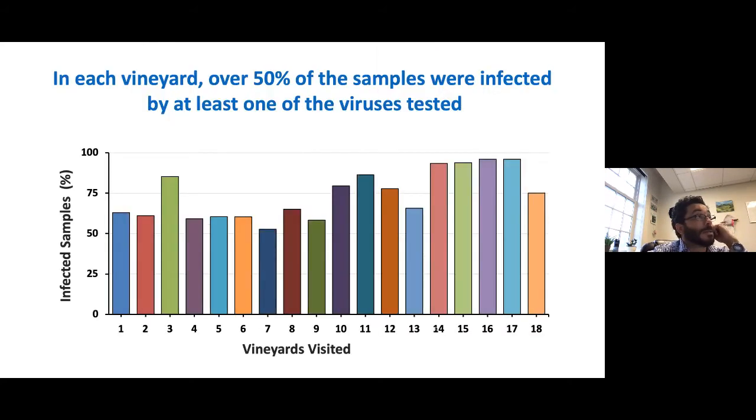And we came to this, which is a little alarming. In each vineyard, over 50% of the samples were infected by at least one of the viruses tested. This is very alarming. In some vineyards, the number went up to close to 100%. So the problem is here, and it is widespread. That's what it's telling us.